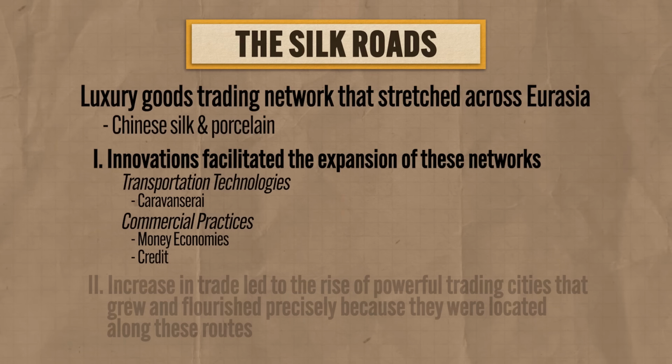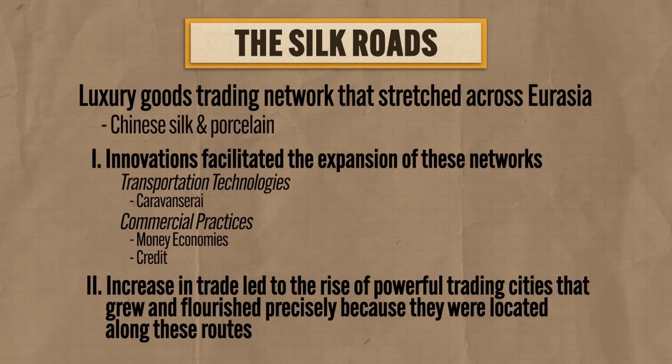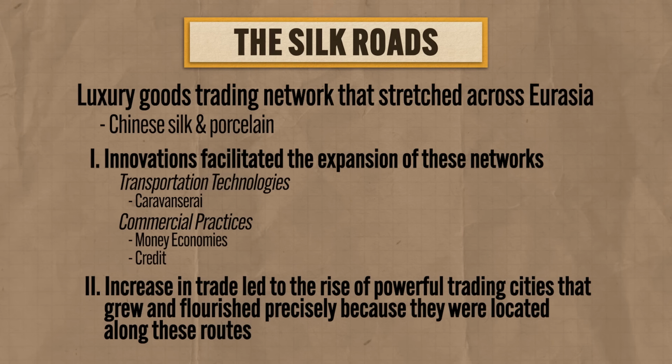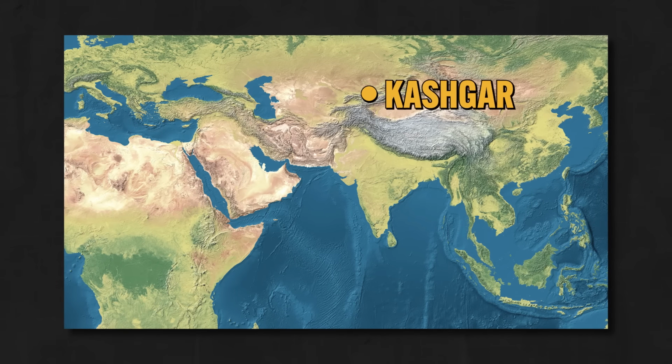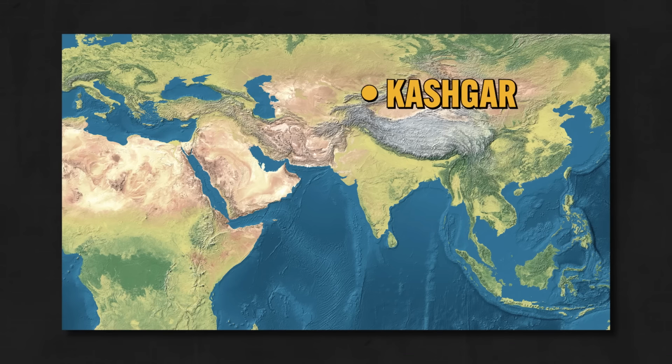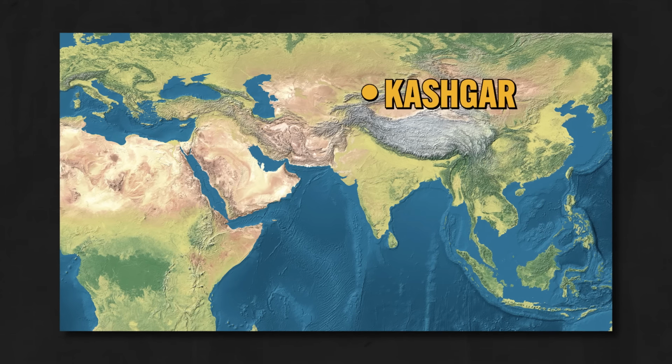Okay, now the last thing you need to know about the Silk Roads is that this increase in trade led to the rise of powerful trading cities that grew and flourished precisely because they were located along these routes. And there are several you could know, but you only need to know one, so let me introduce you to Kashgar. It was located at the convergence of two major routes of the Silk Roads, which before and after passed through exceedingly inhospitable terrain. But Kashgar was built around a river, and its lush valley made it an attractive stop for traveling merchants. And as trade along the Silk Road expanded, so too did Kashgar grow in power and wealth.